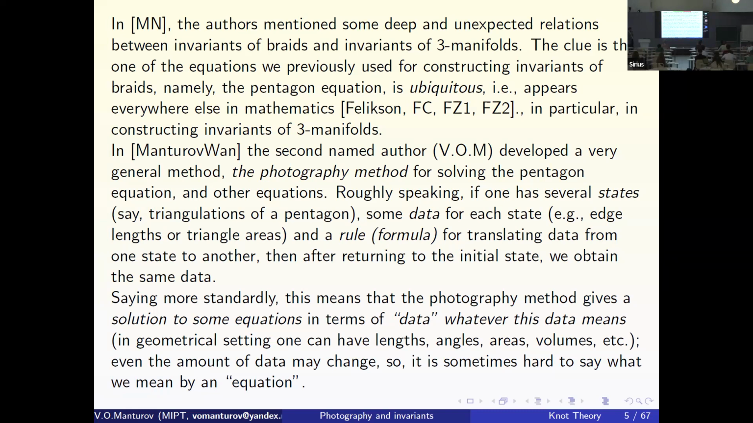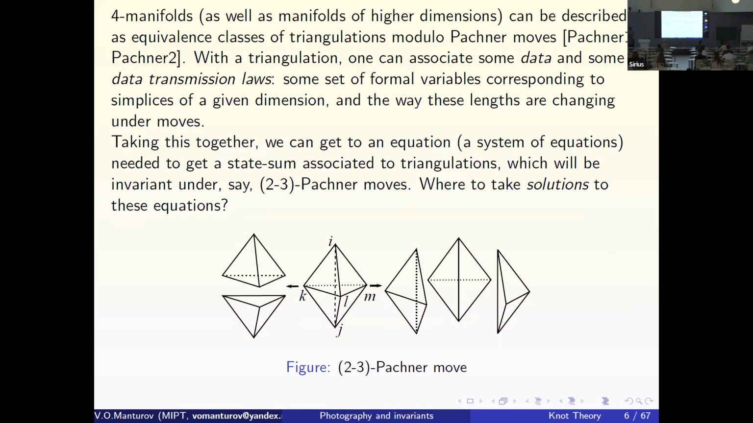After that, I understood that, in principle, we can do much more, and we can look at other equations. Someone can say pentagon, someone can say Matveev–Piergallini, someone can say Biedenharn–Elliott, someone can say other things, many things which appear in various branches of low-dimensional topology. If we look at them in more detail, sometimes we can see that they are the same. Okay, and now, this is the 2-3 Pachner move.